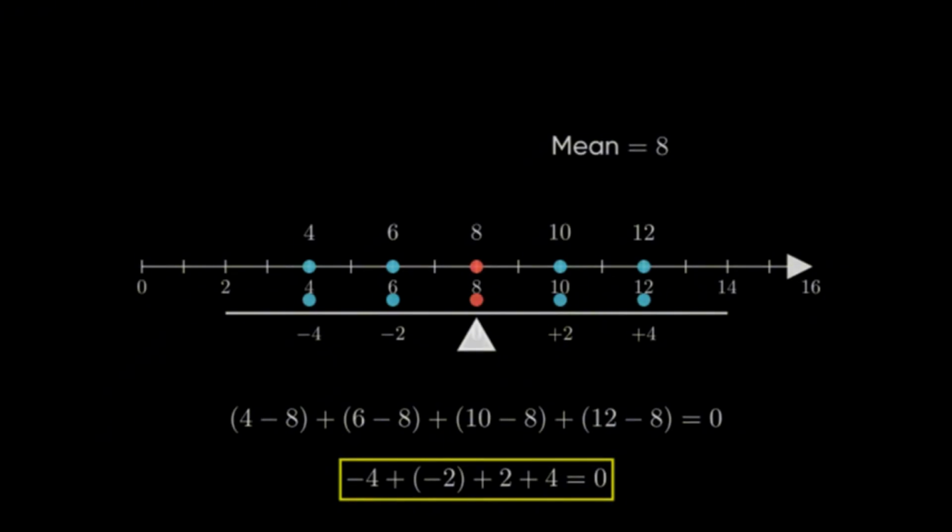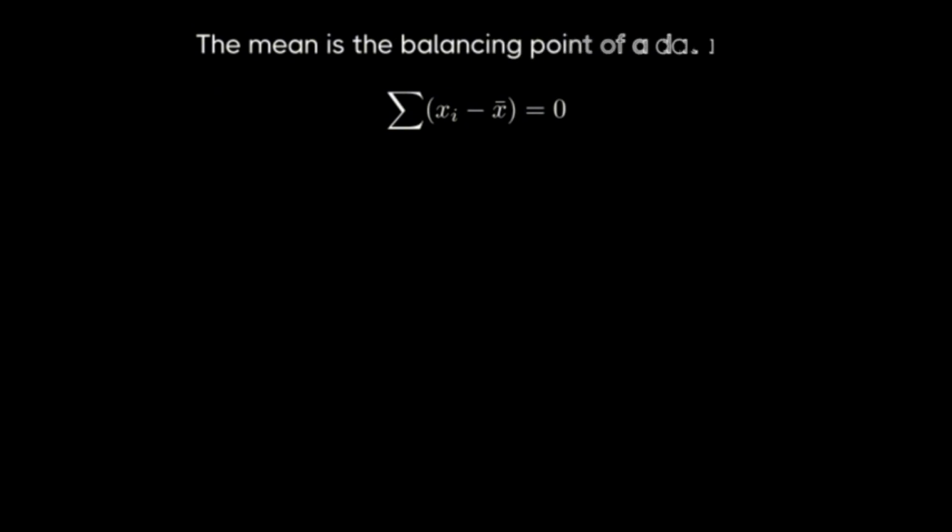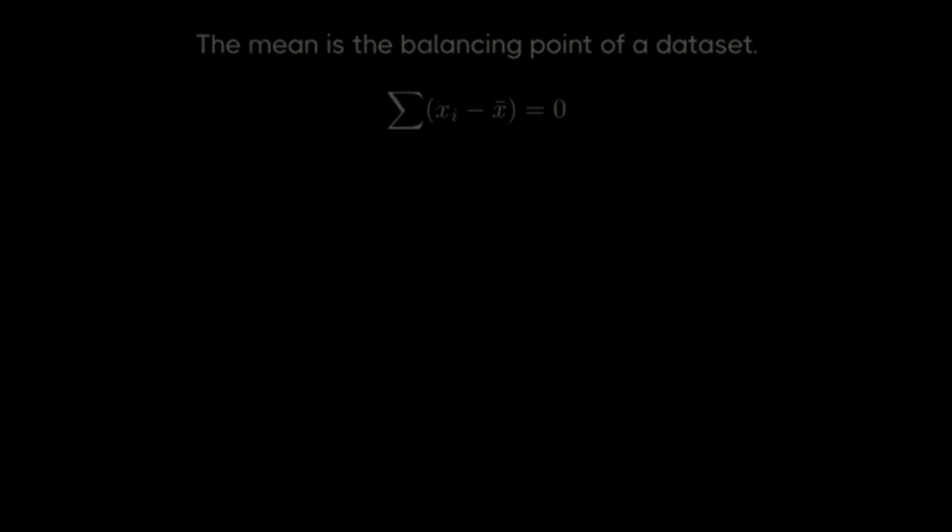This balancing property is what makes the mean so useful in statistics. It's the only point where the sum of all deviations equals 0. In other words, the mean is the exact balancing point of all values in our dataset. To summarize, the mean is the balancing point of a dataset. Mathematically, we write this as the sum of x sub i minus x bar equals 0. This means that the sum of all deviations from the mean always equals 0, which is what creates the perfect balance we observed. Let's recap what we've learned about averages.